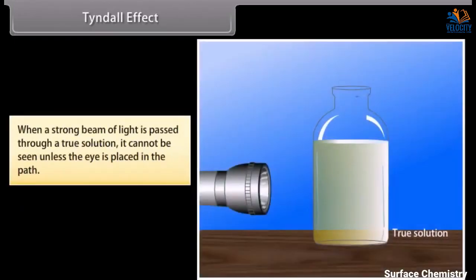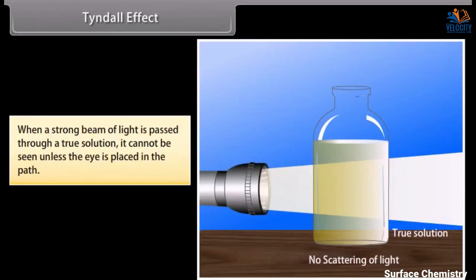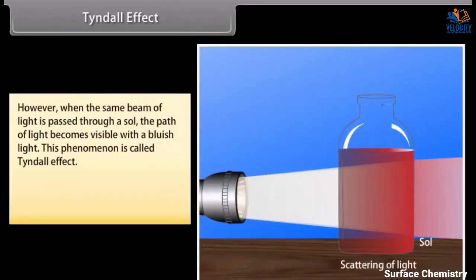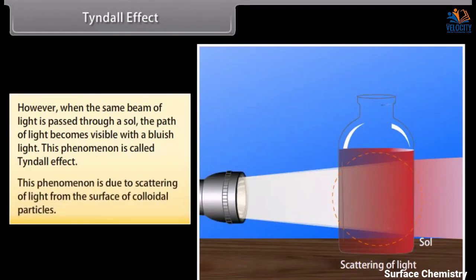Tyndall effect. When a strong beam of light is passed through a true solution, it cannot be seen unless the eye is placed in the path. However, when the same beam of light is passed through a sol, the path of light becomes visible with a bluish light. This phenomenon is called the Tyndall effect. This phenomenon is due to scattering of light from the surface of colloidal particles.